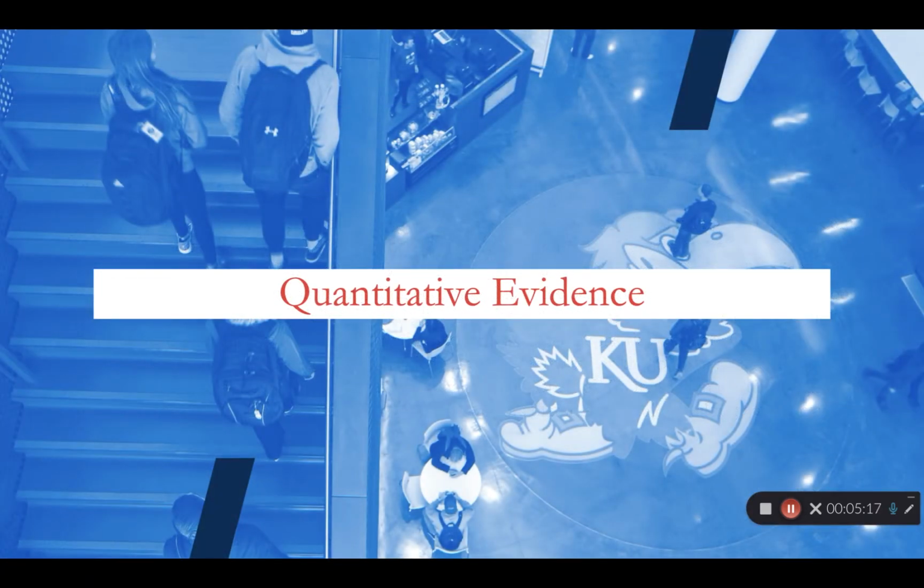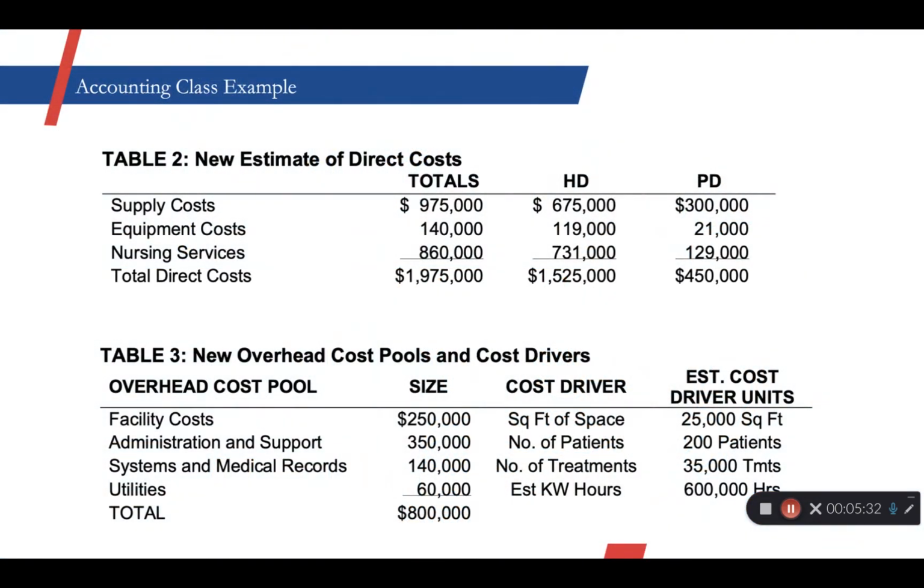Both quantitative and qualitative evidence are used in business. Quantitative evidence is numerical-based evidence, including financial or operational information. Quantitative data can provide a broad look at a large number of cases. This financial data used in an accounting class assignment is an example of quantitative evidence.